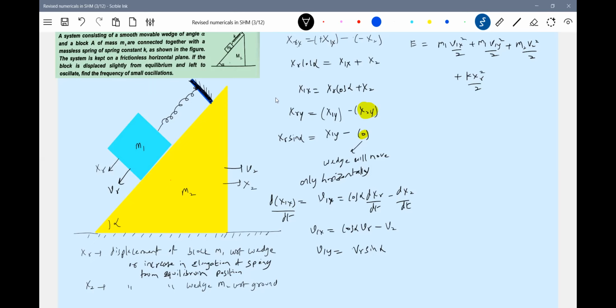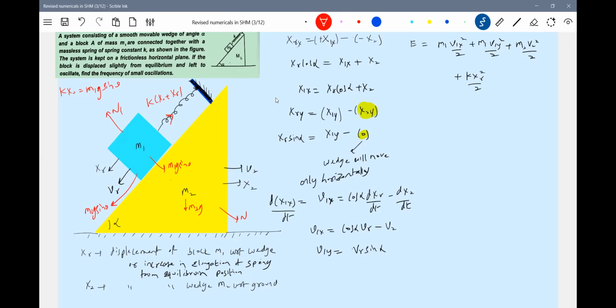Conservation of momentum. So what is the net force acting on the system? So I am bringing it like this. This will be N1. Now I'll bring the forces here. Then m1g sine theta. This will become k(x0 plus xr). Somewhere in the corner we'll write it: kx0, the initial elongation of the spring, should be balanced by m1g sine theta.